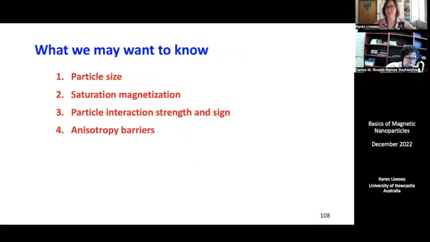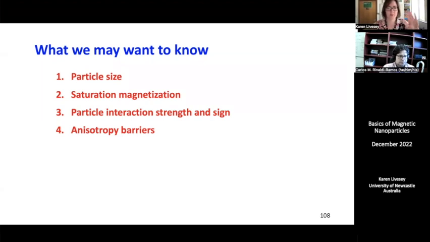Okay, so what may we want to know? I've broken it into 4 pieces so that we can keep track of where we are in this tutorial. Firstly, we might want to know something about the particle size. Secondly, we might want to know the saturation magnetization. That's if all the atomic dipole moments are pointing in the same direction, what magnetization value do we get? We might want to know how strong the particle interactions are, the dipole-dipole interactions, and what the effective sign of that is. And we might want to know something about the anisotropy barriers, and anisotropy is something we've talked about in the previous 2 parts.